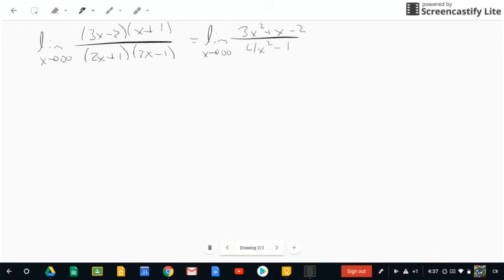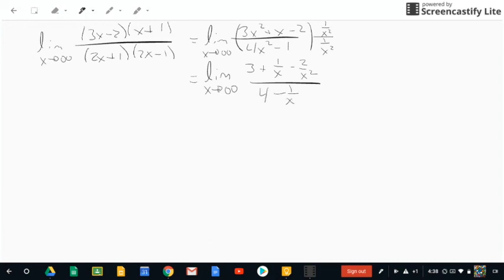I notice that when I look at this, I've got this rational expression. The largest exponent in the denominator is x squared. So I'm going to multiply numerator and denominator, each term there, by 1 over x squared. And because I'm doing it to both the numerator and denominator, the result is I'm multiplying by 1, so the result's not going to change the behavior of the rational. So my numerator is going to end up being 3 plus 1 over x minus 2 over x squared, all over 4 minus 1 over x squared.